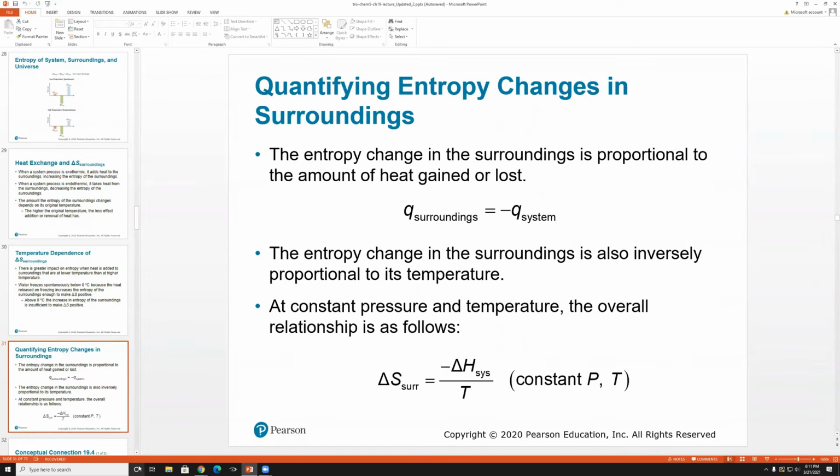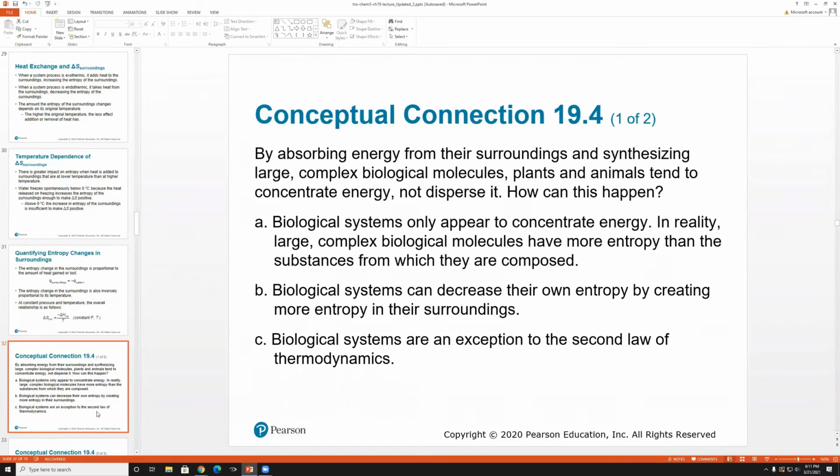So what we can say is that the entropy change in the surroundings is proportional to the heat gained or lost. And we can say that the change in entropy of the surroundings in any chemical reaction equals negative delta H of the system divided by temperature. It's a very important equation, and it will be given on the exam. So that's an important equation to go by.